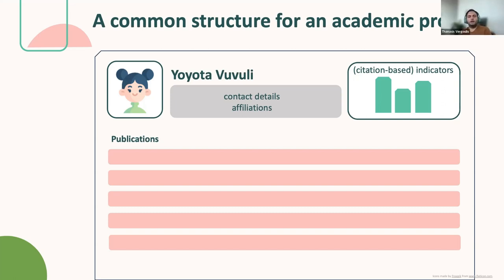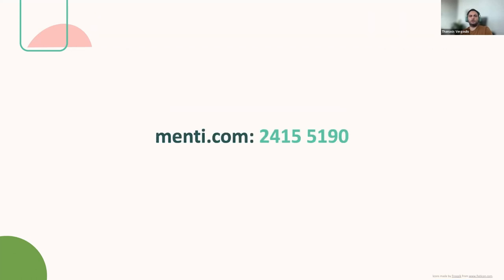Yeah. And also a list of citation count based indicators, usually on the profile page. So this is more or less the concept that you can see if you search around for platforms that support this kind of concept.